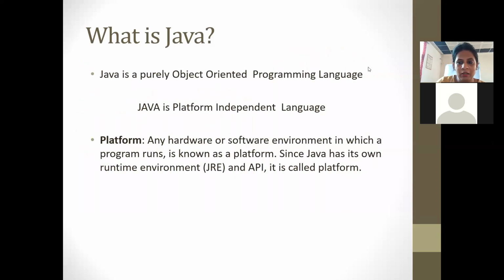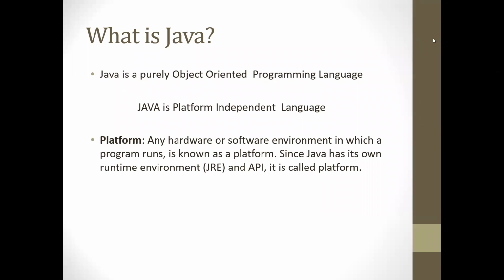Java is basically a purely object-oriented programming language. Purely object-oriented language means the Java programs always start with classes and objects. Each program contains at least one class. That's why we call it a purely object-oriented programming language.